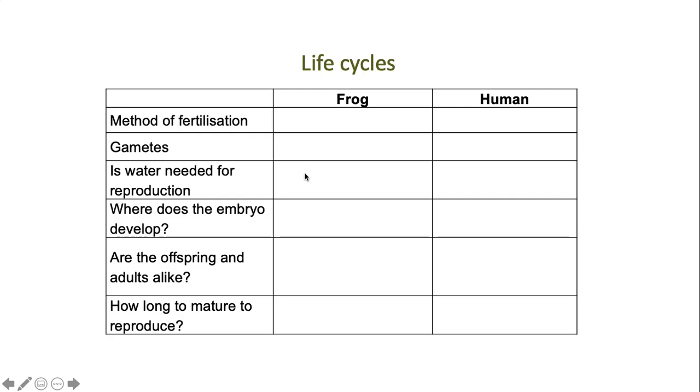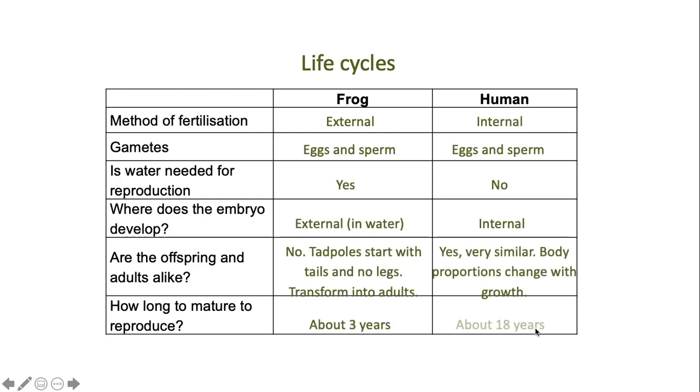Is water needed for reproduction? Yes for frogs, no for humans. Are the offspring and adults alike? No for frogs, yes for humans. How long does it take to mature to be able to reproduce? About 3 years for frogs, 16 years possibly for humans. Okay, so I'd like you to use that information to complete the table.